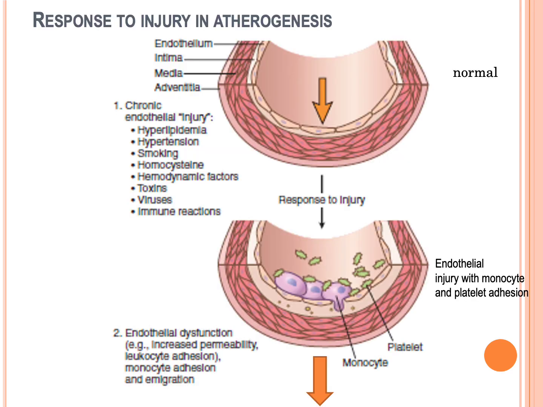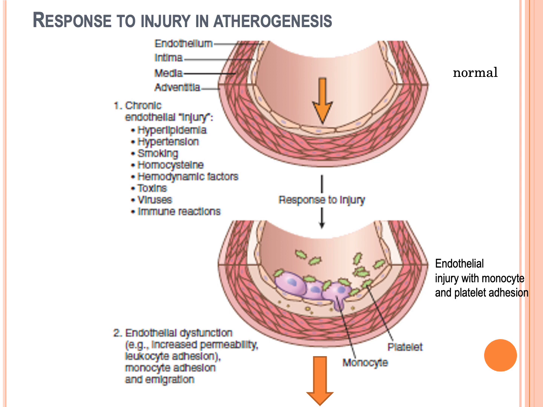This figure shows the steps of response to injury in atherogenesis. The figure at the top shows a normal vascular wall, which is made of the innermost intima, the middle media, and the outermost adventitia. Here, this vascular wall is exposed to chronic endothelial injury, which can be caused, as we discussed before, by hyperlipidemia, hypertension, smoking, homocysteine, hemodynamic factors, toxins, viruses, and immune reactions. I mean the major and the minor risk factors that we discussed before.